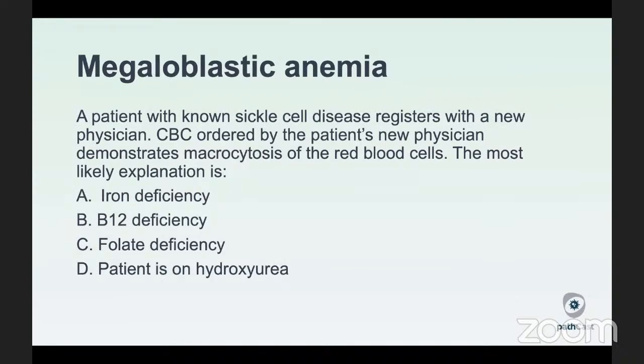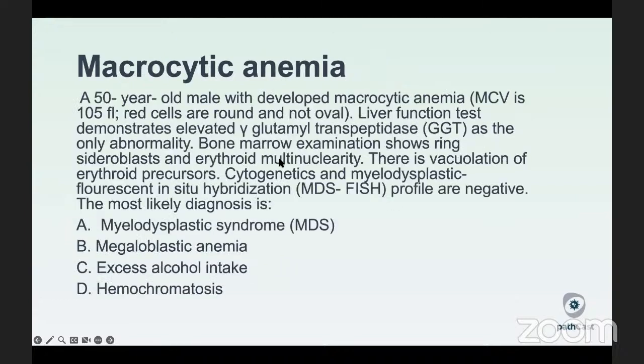Megaloblastic anemia: if we have a patient with sickle cell disease and this patient has macrocytosis in the peripheral blood, what is the most likely explanation? Most likely, the patient is being treated for sickle cell anemia. They usually are on hydroxyurea, which is antifolate and can cause this macrocytosis.